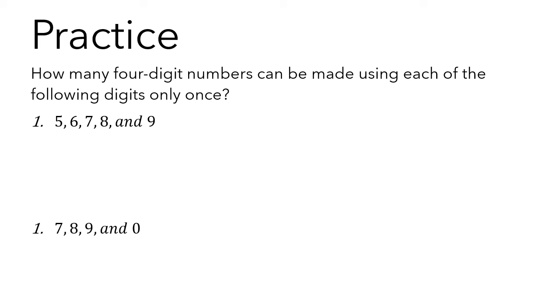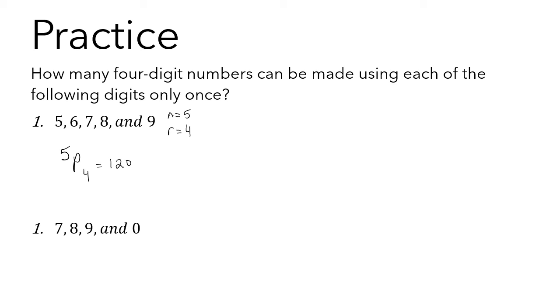How many 4-digit numbers can be made using each of the following digits only once? Okay, so in this first example, we've got 5 digits to choose from. So here my n equals 5. And we're choosing 4 of them because we're making a 4-digit number. Because order matters, since we're constructing a number, I'm going to use permutation. So it's 5 choose 4 in terms of permutation, and that's going to equal 120 different numbers.